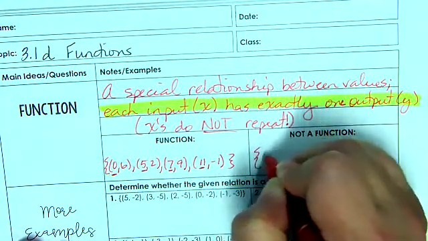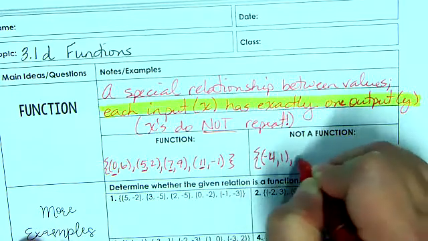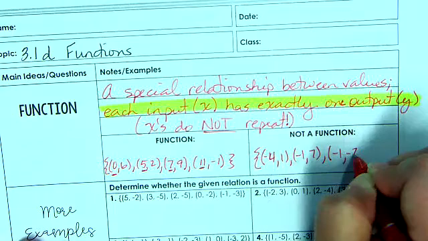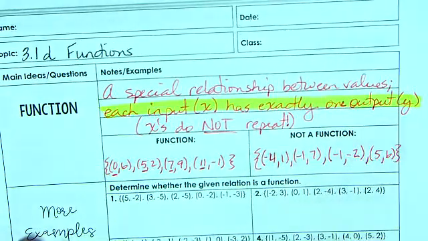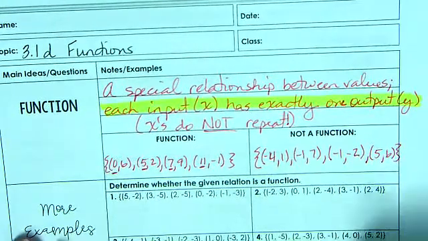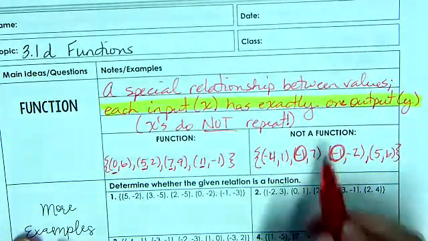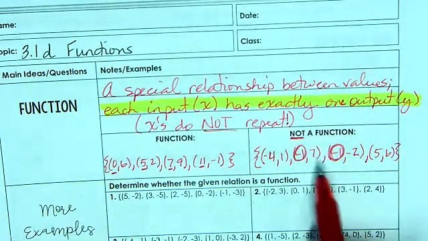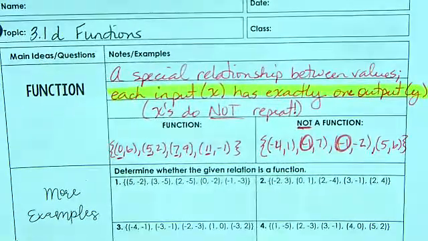For when it is not a function, if I write the ordered pairs, -4, 1, -1, 7, -1, -2, and 5, 6. What you noticed and probably heard me say was I have -1 in the x value twice. This makes it not a function because the x values repeat. Now, if they had the exact same y, then it would still be a function because that's the same point, but it's because they have different y values, but the same x value.